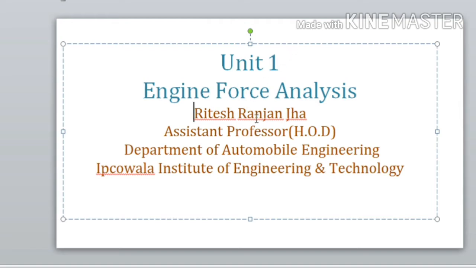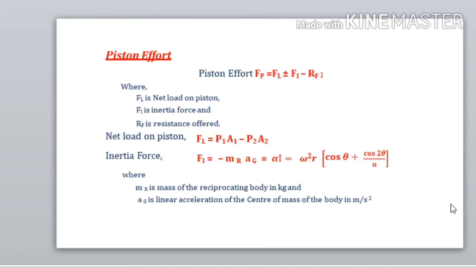First of all, before starting the topic, we will know some formulas related to the topic. The first one is the engine effort. So what is engine effort? Engine effort is Fp equal to Fl minus F plus minus Fi minus Rf. So Fl is the net load on the piston, Fi is the inertia force, and Rf is the resistance force, or the friction force.